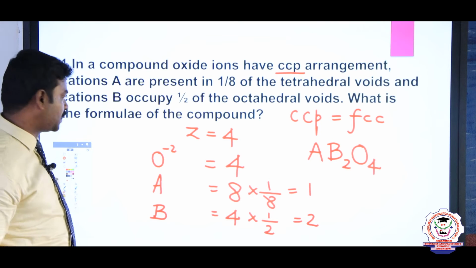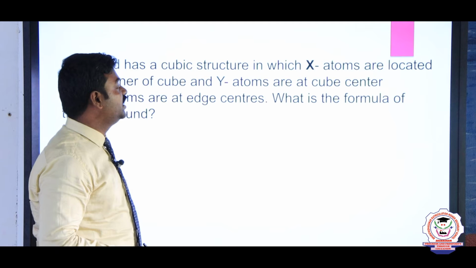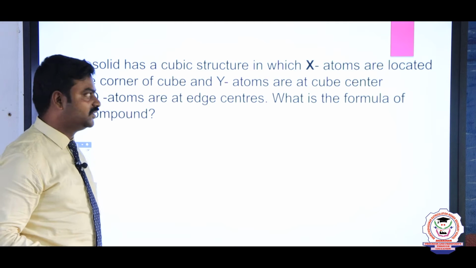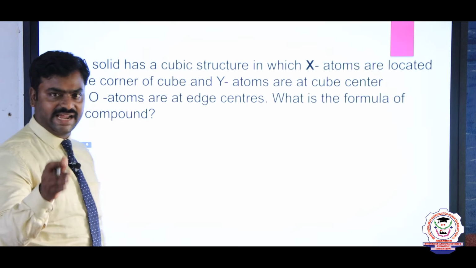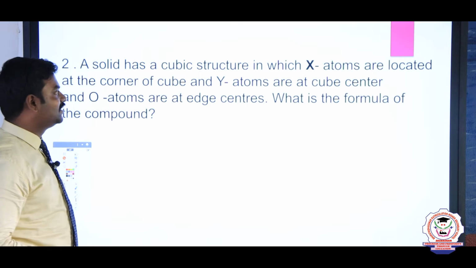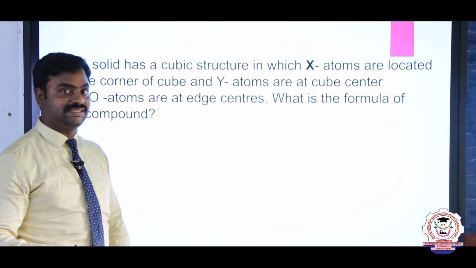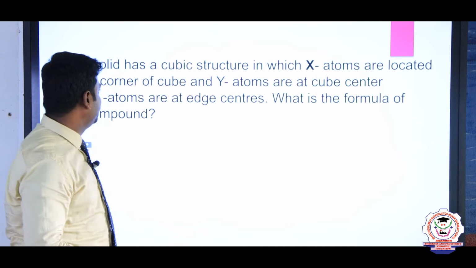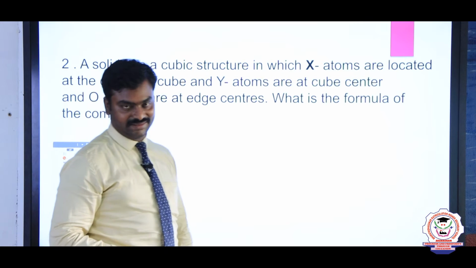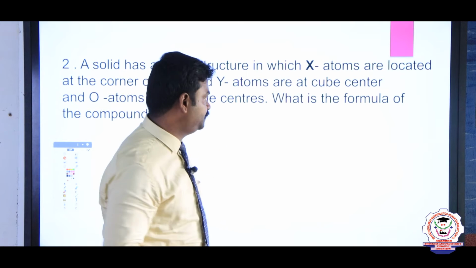We will discuss the next problem. A solid has a cubic structure in which X atoms are located at the corners of the cube. So here also there are 3 atoms. First one is X, located at the corners of the cube, and Y atoms are at the center of the cube, that is the body center. And then O atoms, oxygen atoms, are at the edge centers. Again we are going to find the molecular formula.